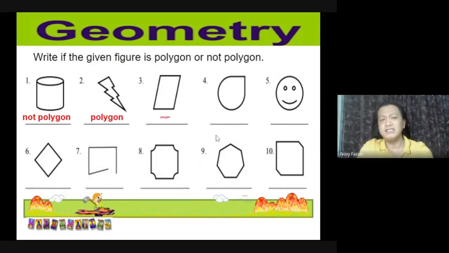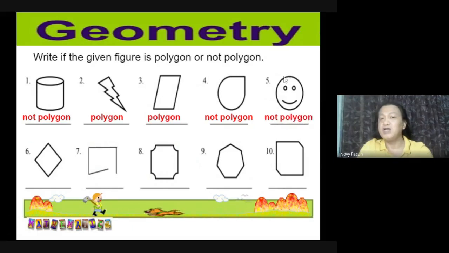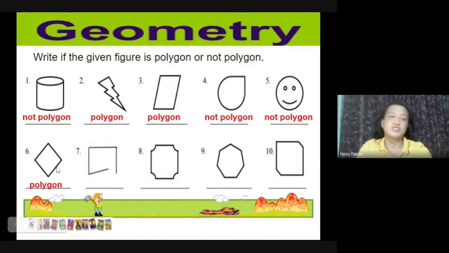And number 3, this is polygon. Okay, kasi connected together yung kanyang line segment. And this is a two-dimensional shape. Number 4, this is not polygon because this is a curve. Dito naman, this is not polygon kasi circle yung kanyang shape. Number 6, this is polygon because this is a two-dimensional shape. So, square. Okay. Dito naman number 7, this is not polygon because meron siyang open space.